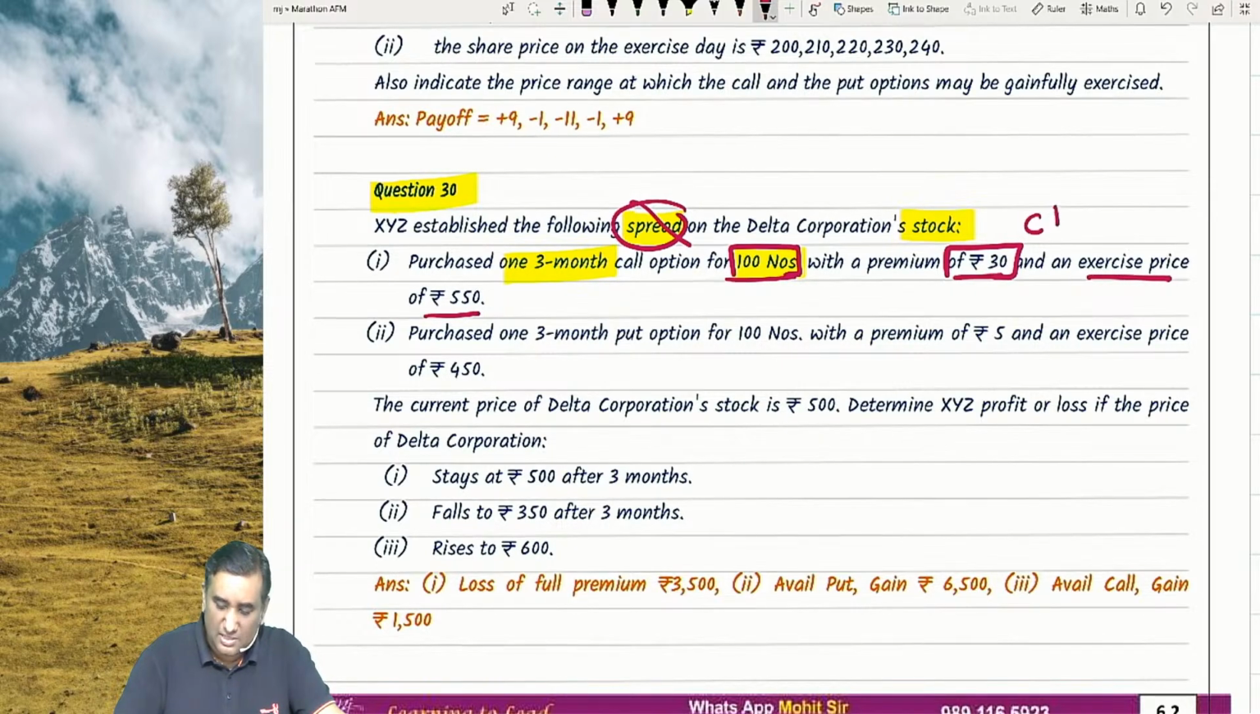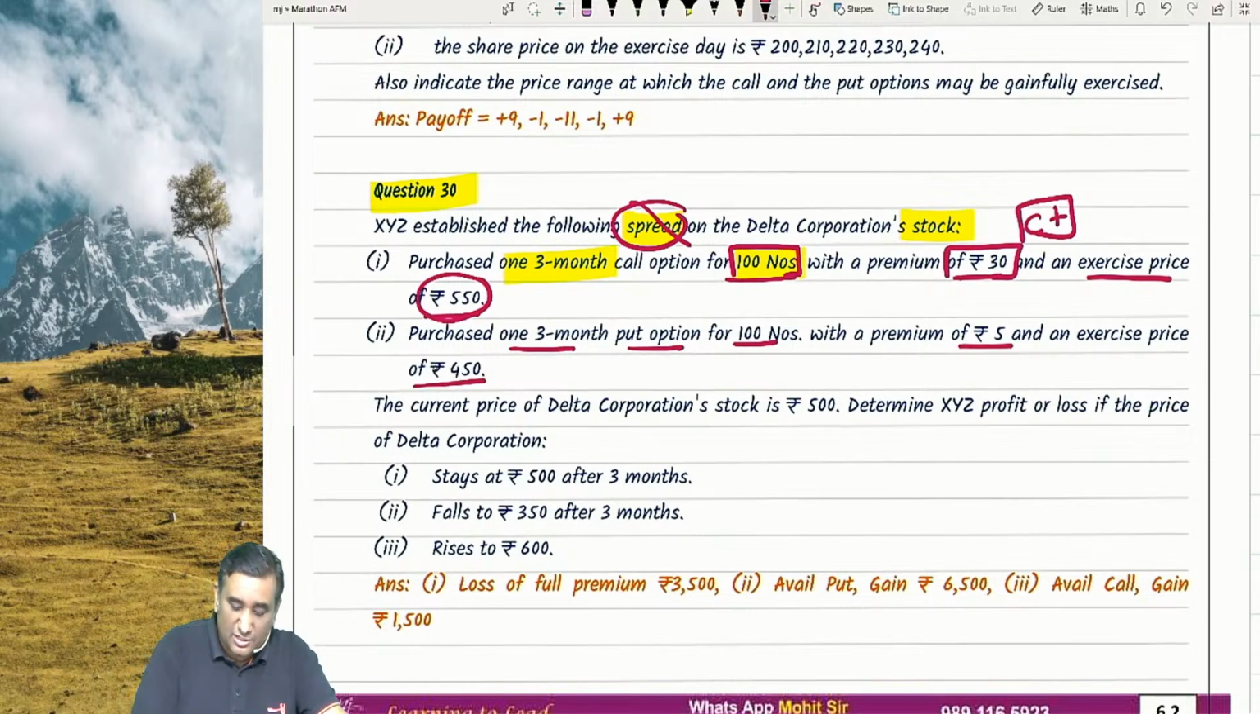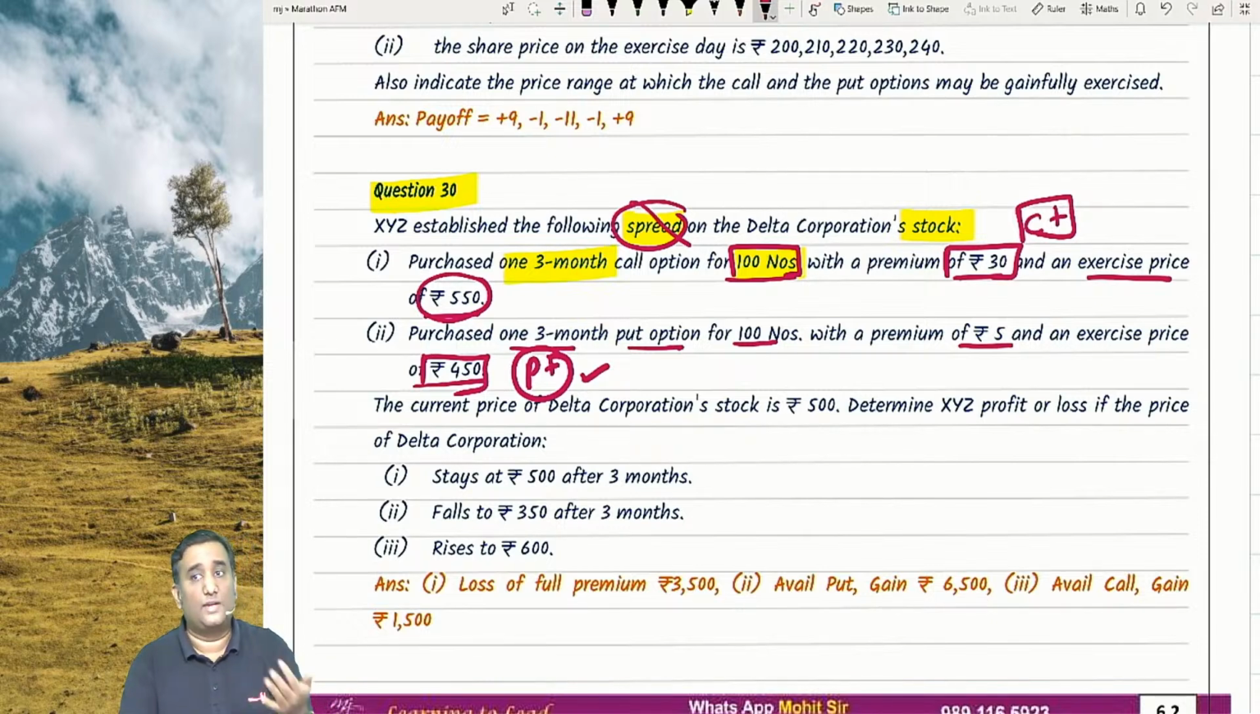That means it's a C plus. This option would be exercised, excluding premium, above 550. Purchased a 3-month put option, 100 numbers, with a premium of 5 and exercise price of 450. It's a P plus at 450. That means this option would be exercised when the price falls below 450. We have different strike prices, so this is basically a strangle, C plus P plus. That means he expects volatility in the market, but he does not know which side the volatility will come from. For example, now the elections will take place.